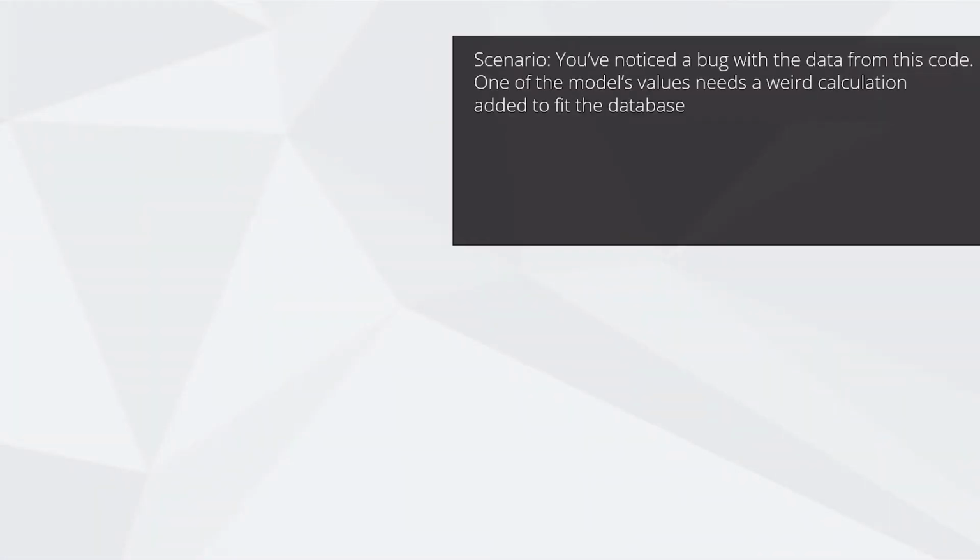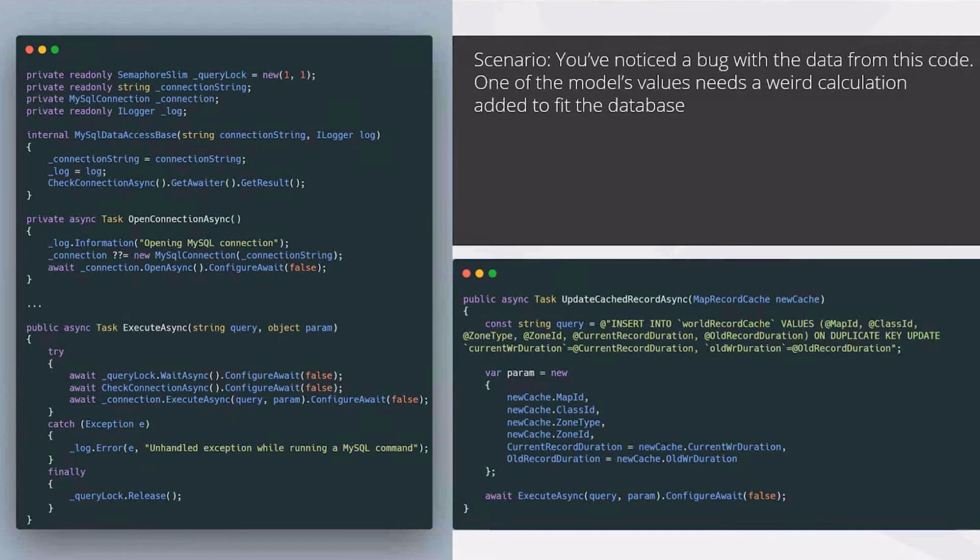We've got another slightly more complex scenario. We've noticed a bug with the data from this code, and one of the model's values needs a weird calculation because we've got some old database and we've got to just add some weird statement. It's ugly. So on the left here, we've got some weird manual database access code.